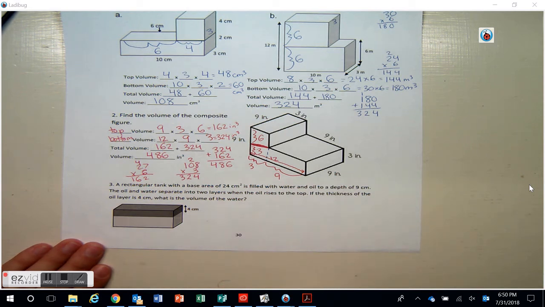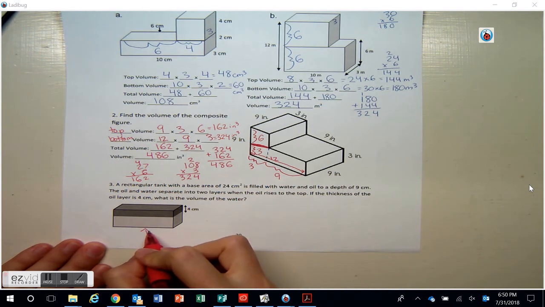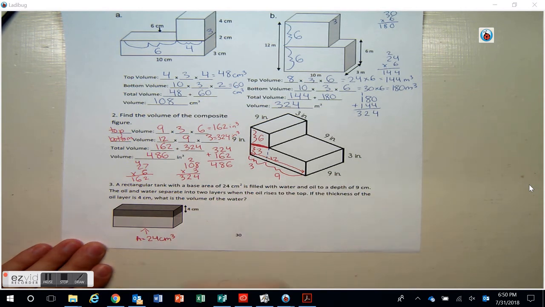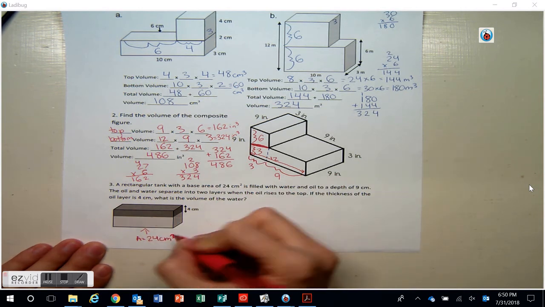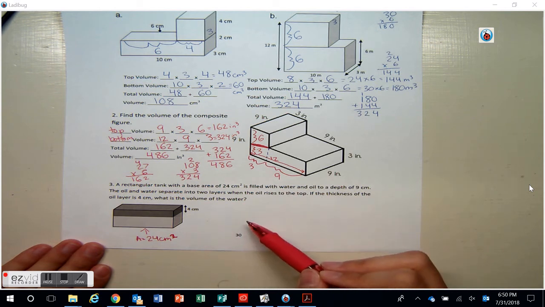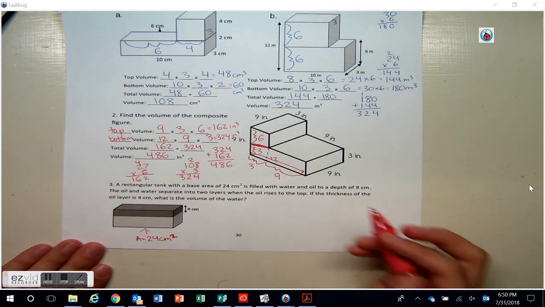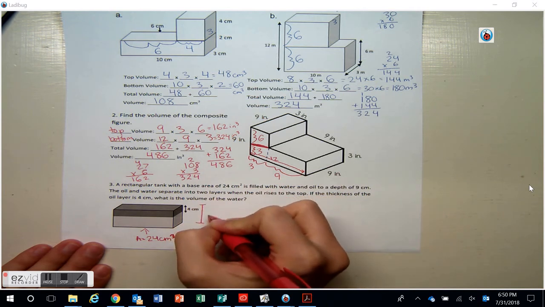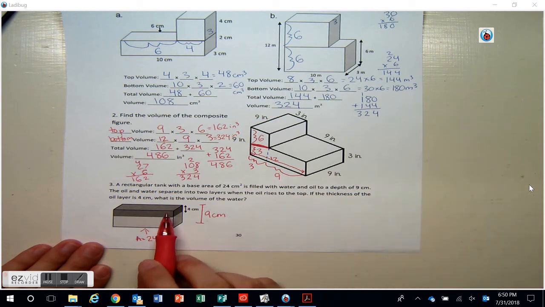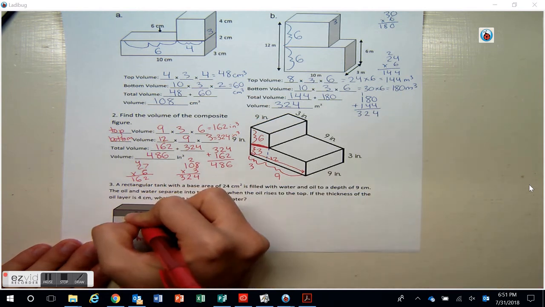Okay, so a rectangular tank has a base area. Area of the base is 24 centimeters cubed. Or I'm sorry, squared. It's area. It's squared. And he fills this tank with water and oil to 9 centimeters. 9 centimeters. Cool. The oil rises to the top. So this is oil, this is water.